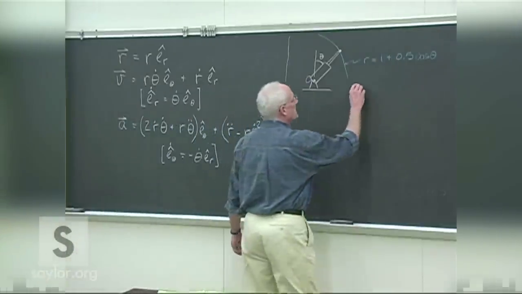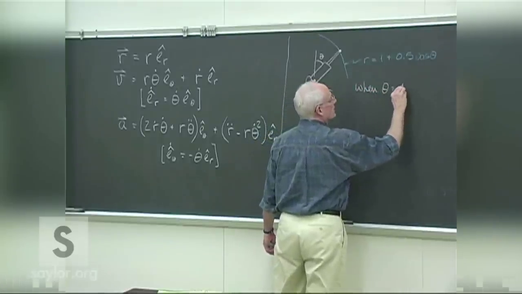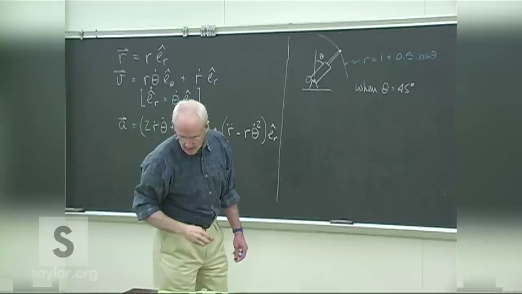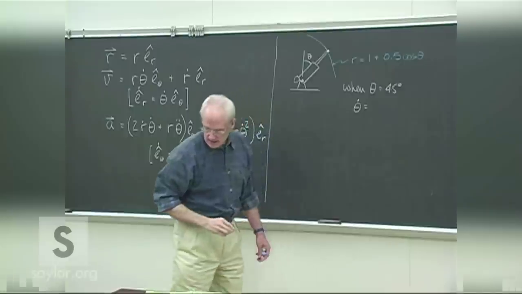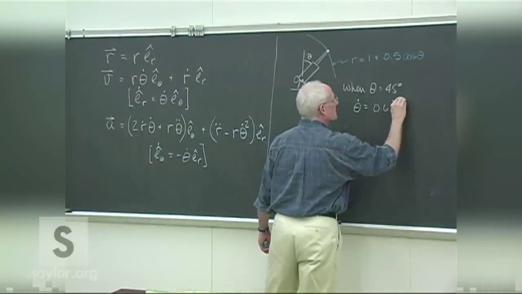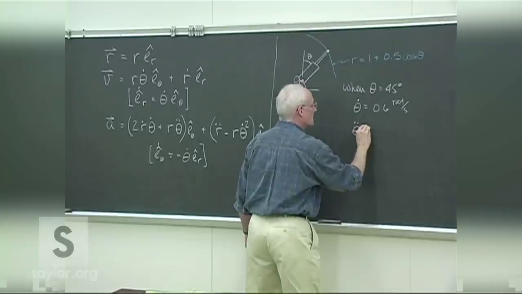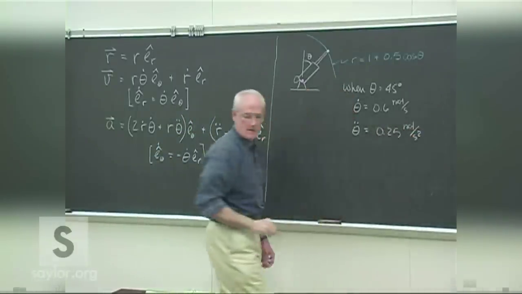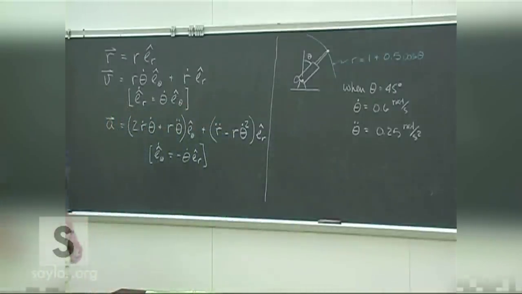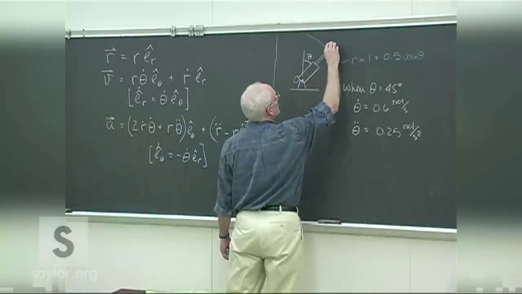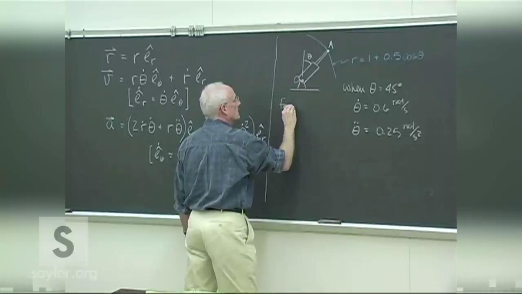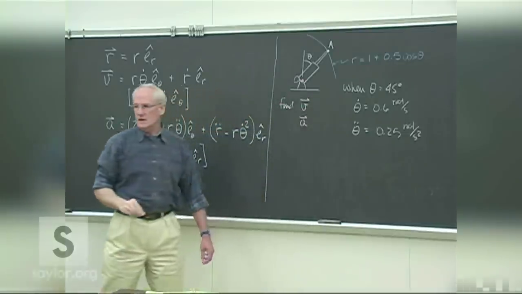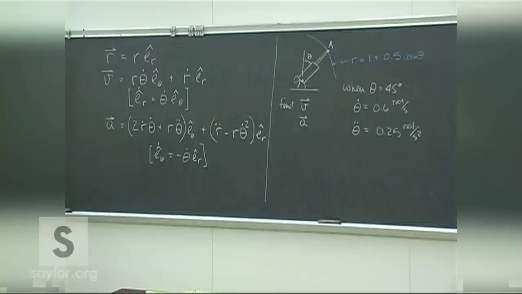All right, given these little pieces here, when theta equals 45 degrees, we know that theta dot is 0.6 radians per second, and theta double dot is 0.25 radians per second squared. At that point where it's 45 degrees, so about like drawn, find the velocity and the acceleration vectors in the polar coordinate system we're using.